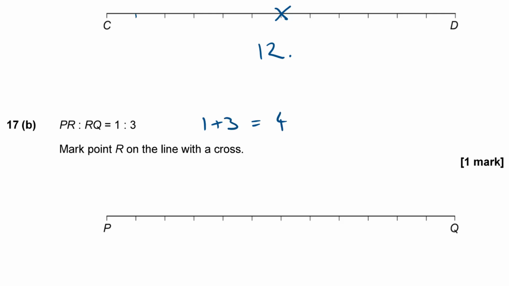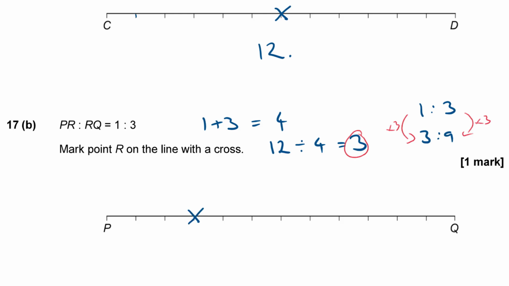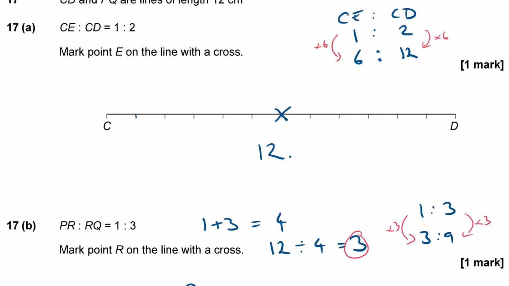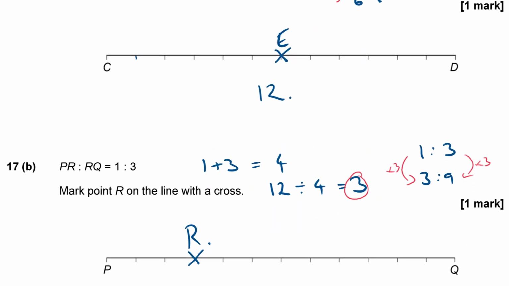1 plus 3 is equal to 4. So if we take the length of our line, 12, and divide it by 4, that gives us the answer 3. So that means if we take our original ratio 1 to 3 and scale it up by a factor of 3, because that's the number I just found, that's going to give me 3 to 9, which means my point R is going to be 3 units from P and 9 units from Q. It's going to be that point there. Did I label that one? I should really label that as well. That's E, that's R. Okay, done.